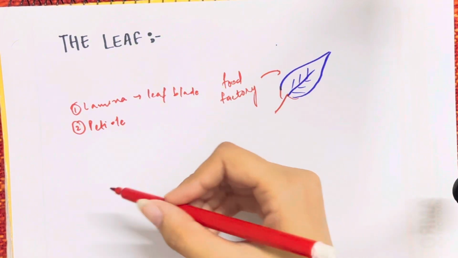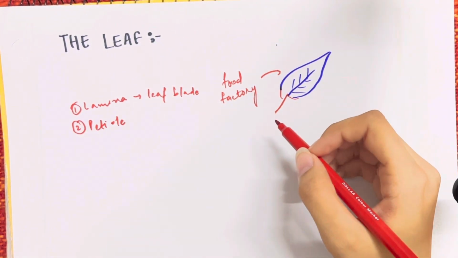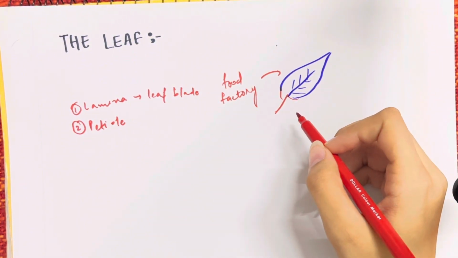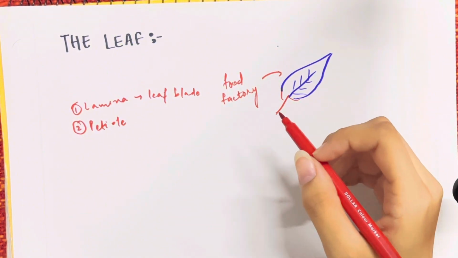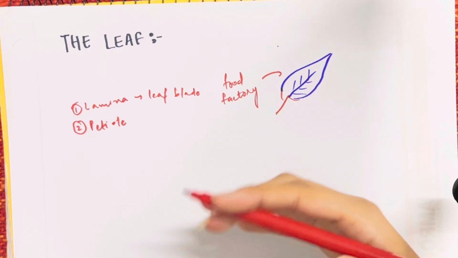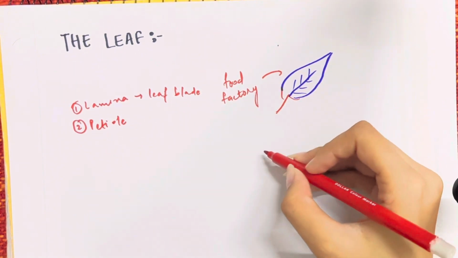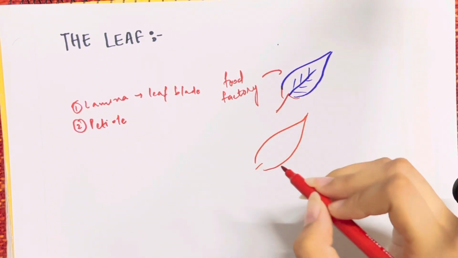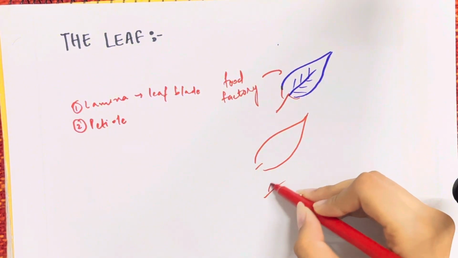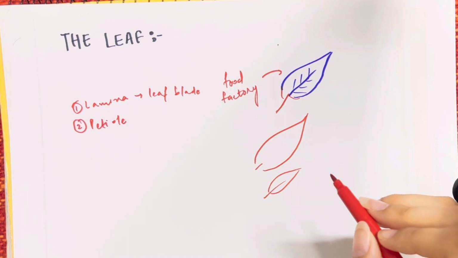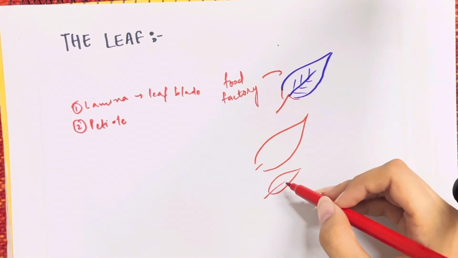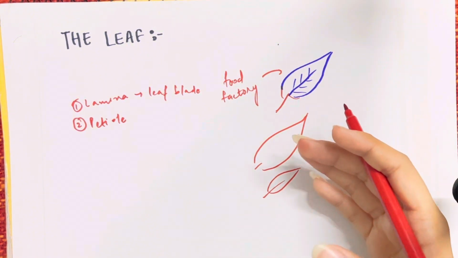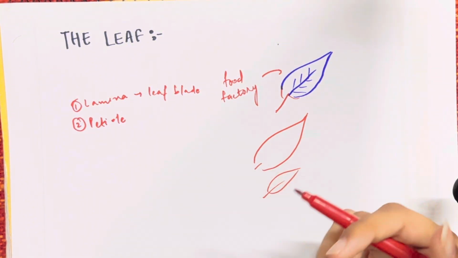So this is the second structure. What it does is hold the leaf out and erect to obtain more light during the process of photosynthesis. If the petiole is absent, then the leaf has a larger lamella. So if there is no petiole, there would be a larger lamella, and if there is a longer petiole, then the leaves tend to be shorter. The purpose of the petiole is to obtain more light, making the leaf blade more prominent towards the sunlight.